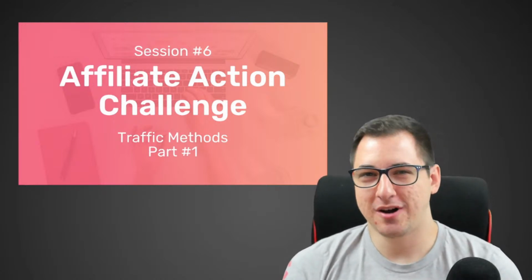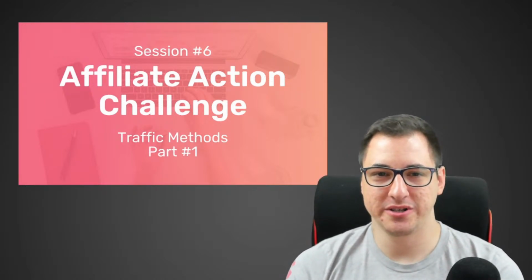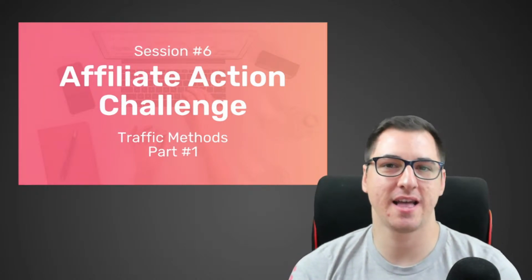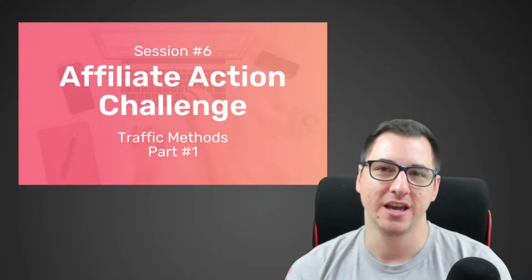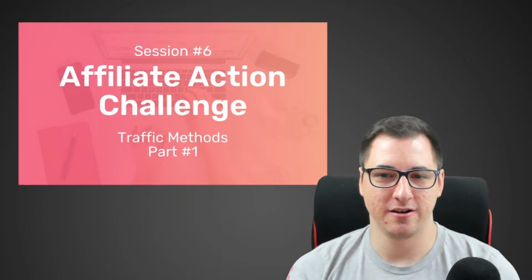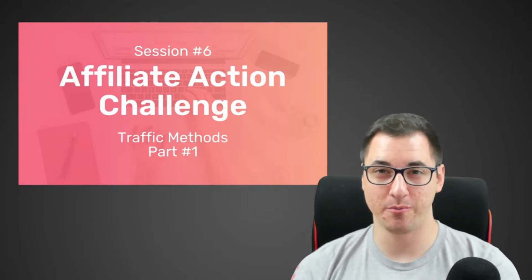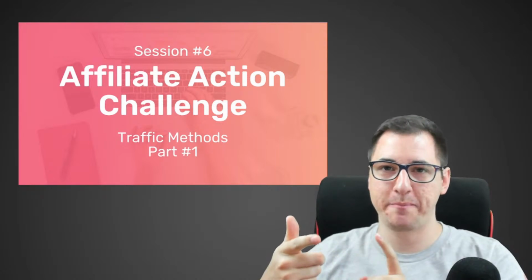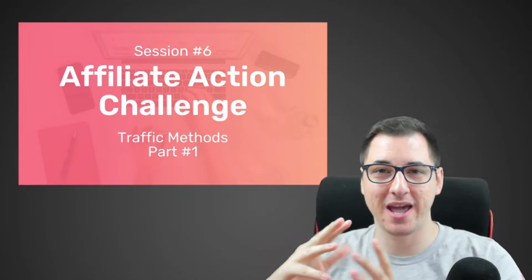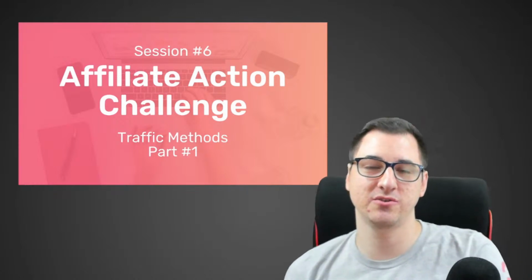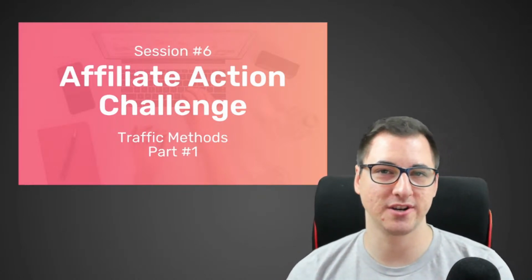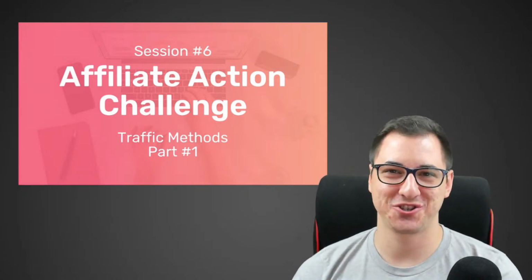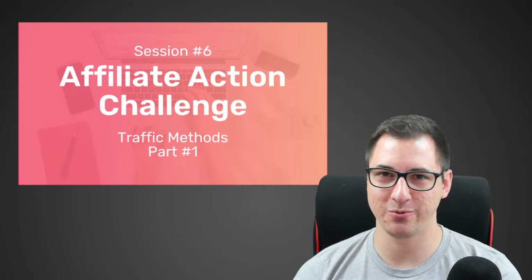So what we are going to be talking about today is understanding what the available traffic methods are and what we are going to be mentioning through this Affiliate Action Challenge. There are loads of different ways you could promote your assets that we created. Would that be your affiliate link? Would that be your opt-in page, bridge page? Would that be your offer page? So all of these assets that we created in the previous videos, in the previous sessions, we're going to learn how to actually promote them. So if you guys are ready, I am. So let's just start with the Affiliate Action Challenge, where we explain the traffic methods.